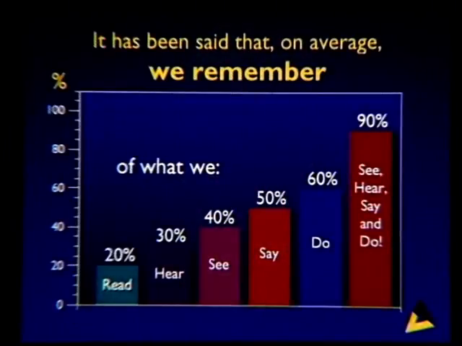And this chart, I think, really tells a story. On average, we only remember about 20% of what we read, 30% of what we hear, 40% of what we see, and about 50% of what we say. But the single most effective way to learn is to physically do something, to be actively involved. But that still only results in about 60% recall. However, if we can see it, hear it, say it, and do it all together, then we can increase that recall to 90%. Multi-sensory learning really pays dividends.